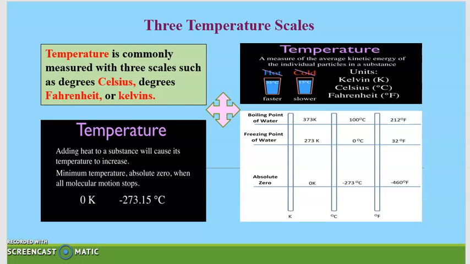Let's look at the three temperature scales. Temperature is commonly measured with three scales: degrees Celsius, degrees Fahrenheit, or kelvins. Commonly, adding heat to a substance will cause its temperature to increase.